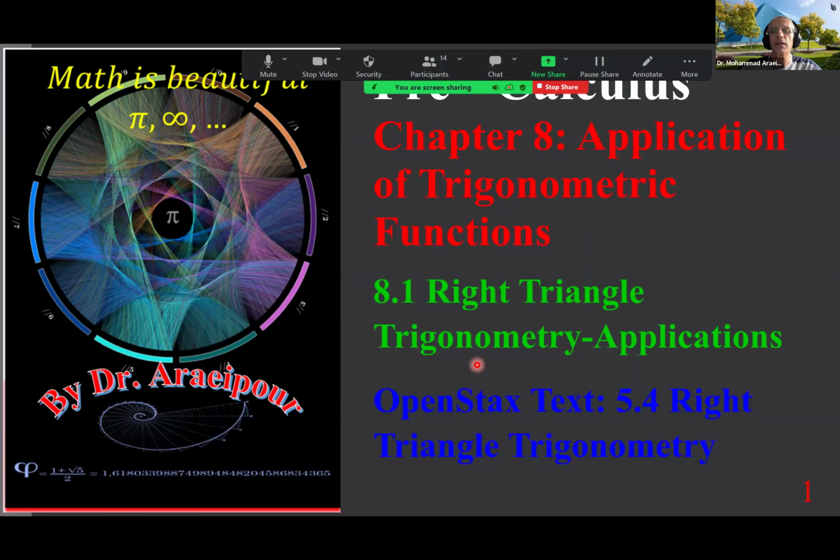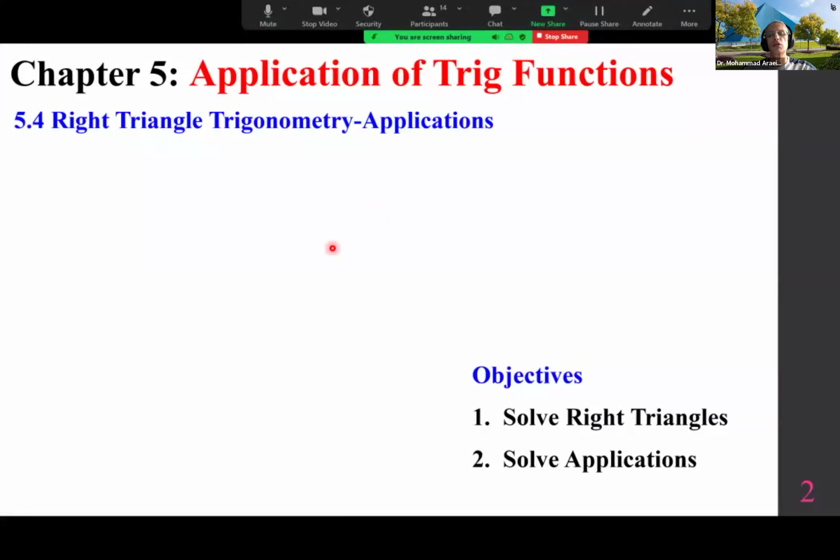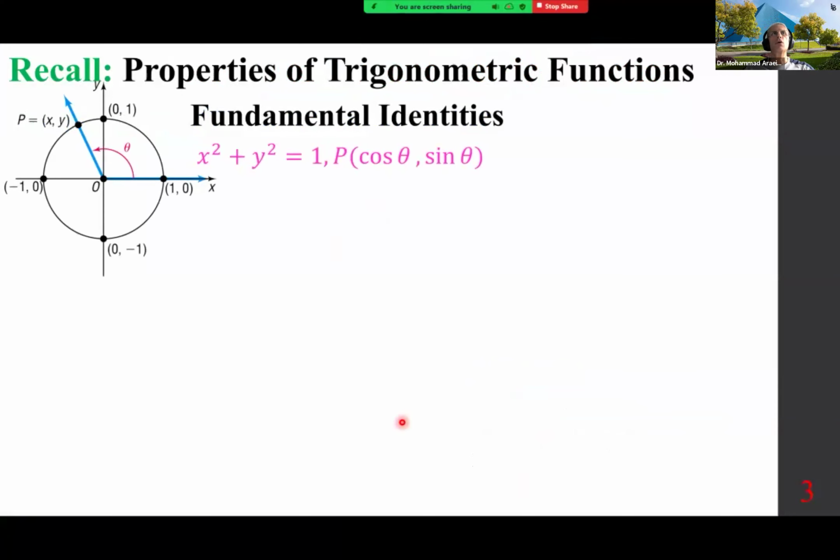Good afternoon, class. We are looking at section 5.4, right triangle trigonometry. In this section, the objective is to solve right triangles and solve applications. A quick reminder of what you have seen before: properties of trigonometric functions, fundamental identities that you've seen.